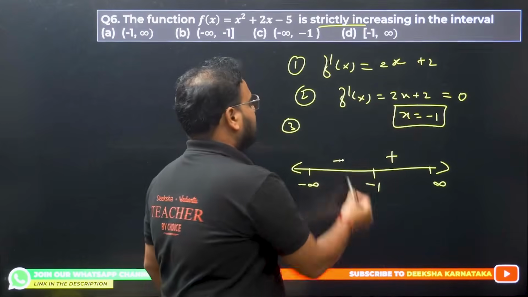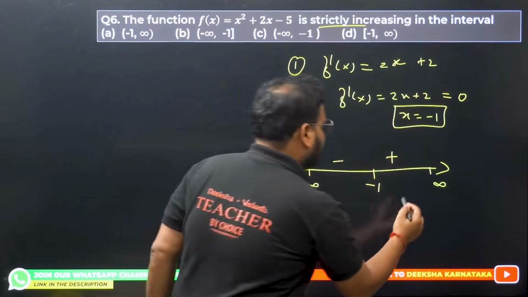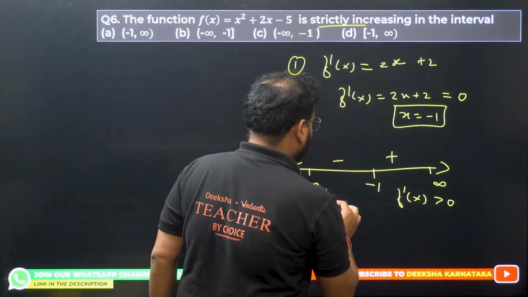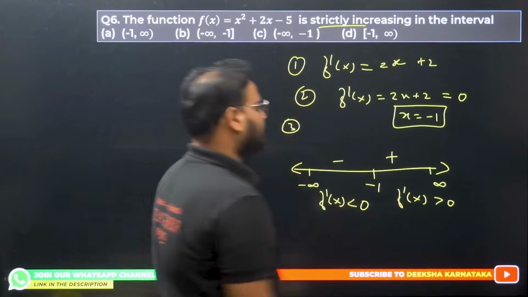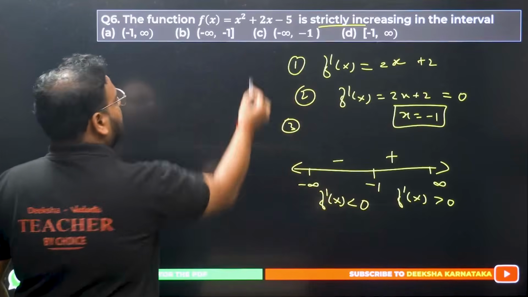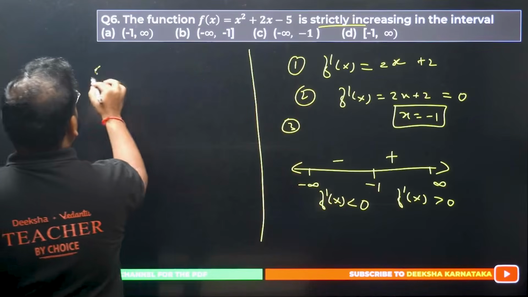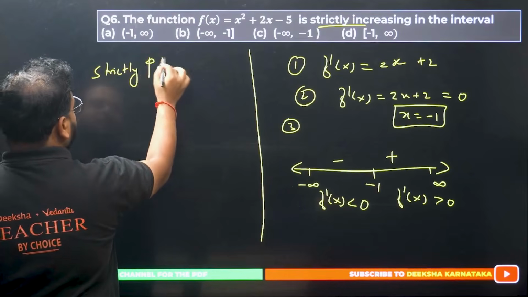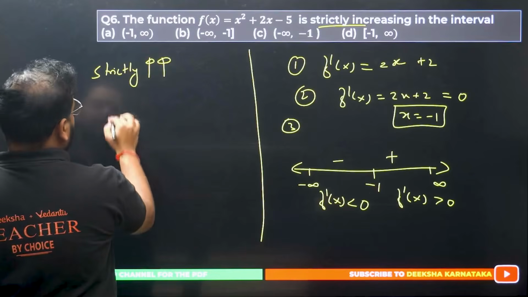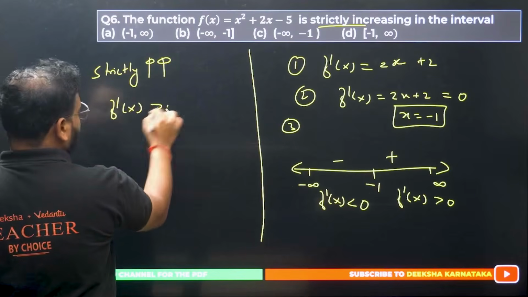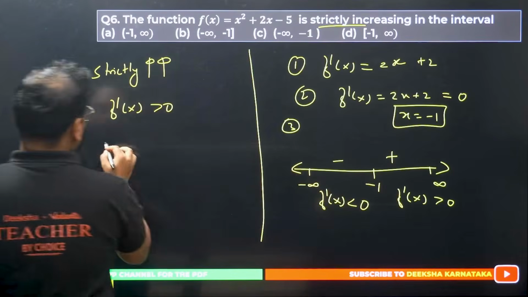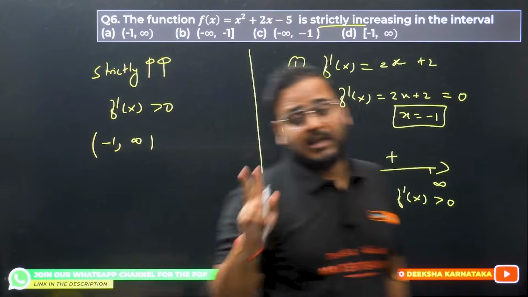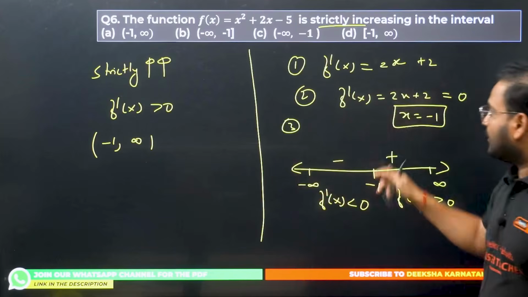Over here minus sign. Plus represents what? That f dash of x is more than 0. This represents f dash of x is less than 0. Negative represents less than and positive represents more than. What am I looking for? I'm looking for strictly increasing. It means that I'm looking for f dash of x more than 0. So my interval, please check. Minus 1 to infinity. It'll be both open.